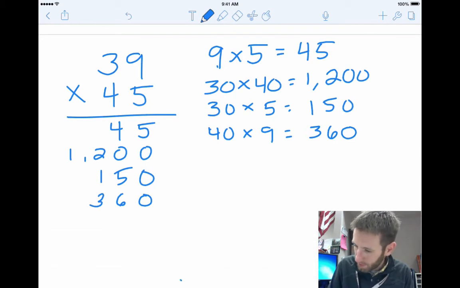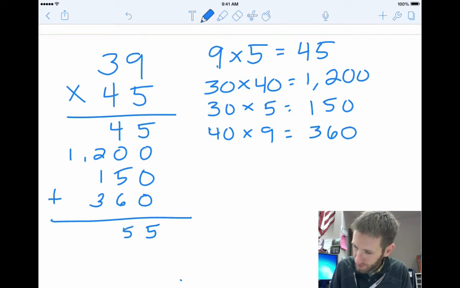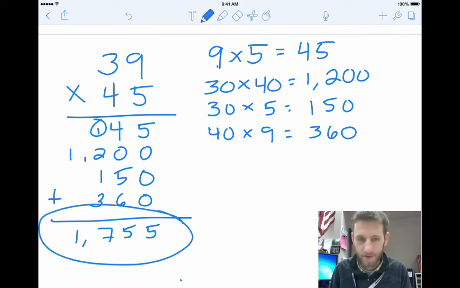Okay, I'll place my sign and my line, and I'll add up my 4 partial products, which would be 5. Let's see, 4 and 5 is 9, and 6 is 15. And I'll regroup 100 right here. And 1 plus 2 is 3. 3 and 3 is 6. It's 7. Okay. So my answer and your answer, hopefully they match up, is 1,755.